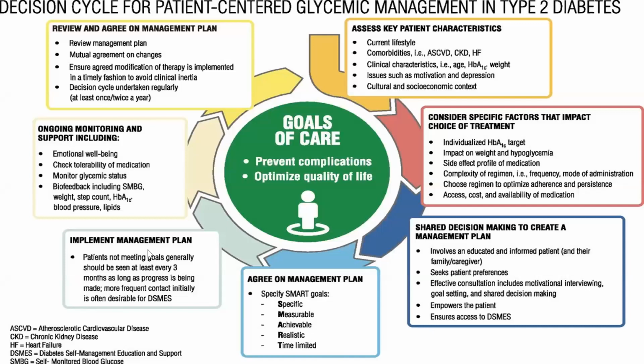And you implement your management plan and continue monitoring and supporting, including the emotional well-being, checking on the tolerability of the medication. You don't want the patient to be maybe on a high dose of metformin, and this patient is having diarrhea, and you keep telling them, since your sugars are excellent, we're going to continue. You have to give them medications that are tolerable and give continuous feedback. And you keep reviewing and agreeing on the management plan and have mutual agreements on the changes. And you have to avoid clinician inertia. And this decision cycle ideally should be undertaken at least once or twice a year.